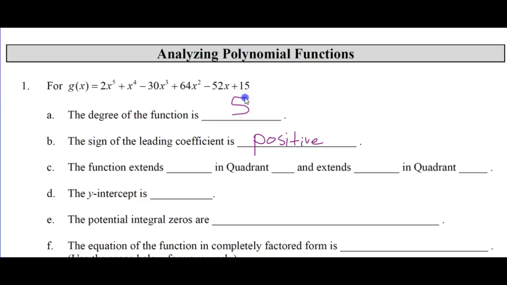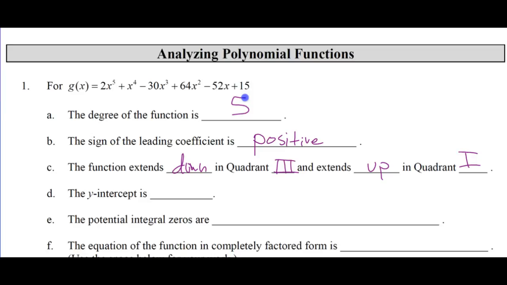The function extends blank in quadrant blank and blank. So what is it? Okay, it extends up in quadrant 1, and down in quadrant 3. I always like to go kind of left to right. So say what's happening in either quadrant 2 or 3, and then what's happening in either quadrant 1 or 4.